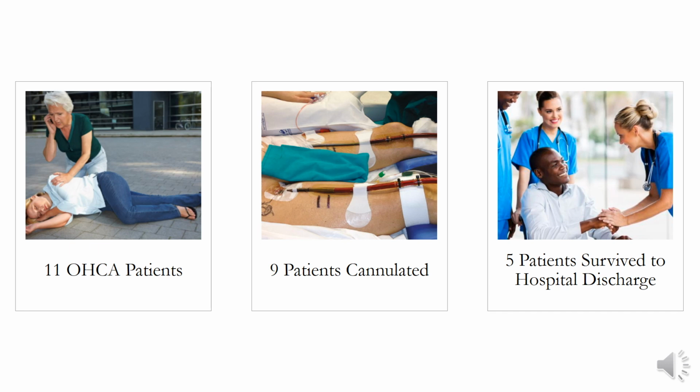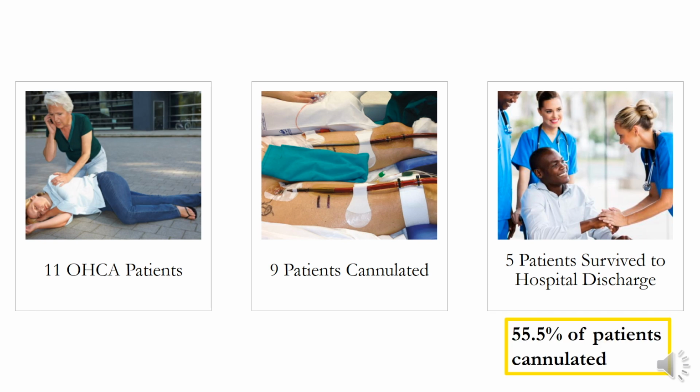Over the course of 32 months, they had 11 out-of-hospital cardiac arrest patients that met their criteria. Pretty small number. Of those 11, 9 patients were cannulated for ECMO. 2 of them achieved ROSC prior to cannulation, so they did not go on pump. 5 of the 9 patients survived to hospital discharge neurologically intact, or 55% of patients cannulated.